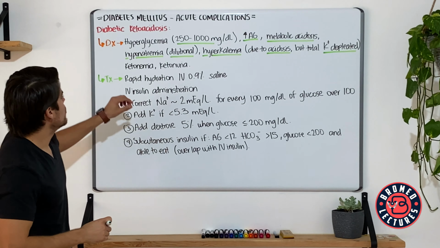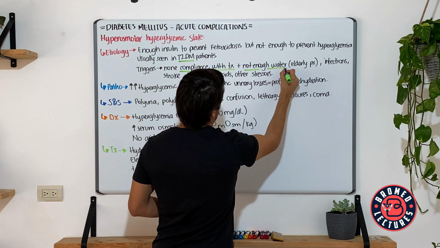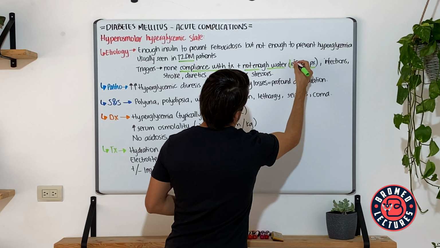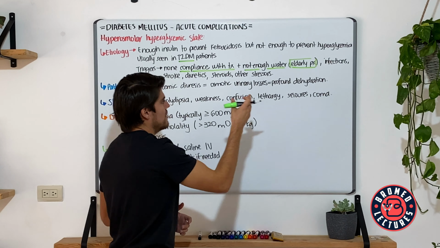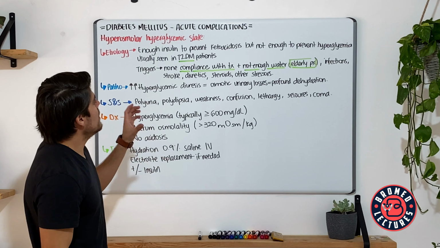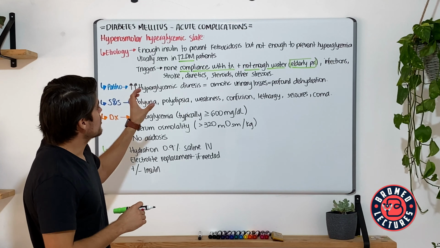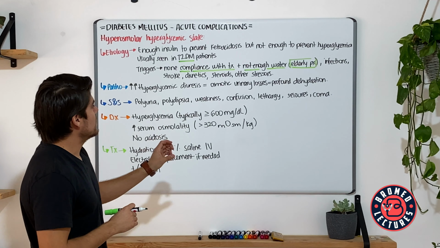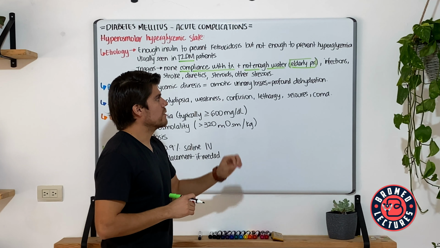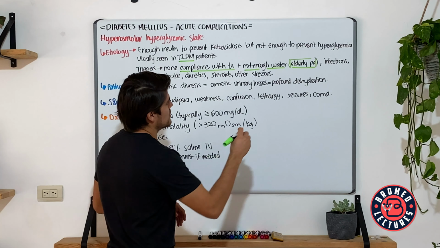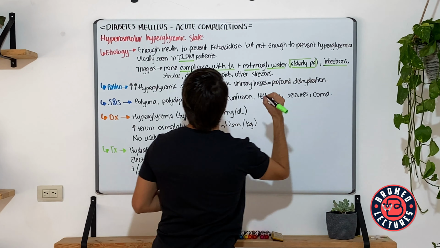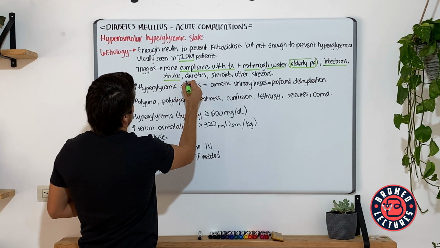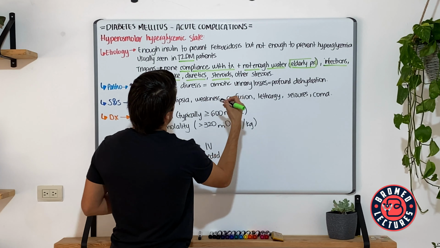So the triggers for these patients are usually non-compliance with treatment or changes in therapy, and also patients that don't have enough water. So elderly patients are the usually affected ones because in them you have this perfect combination. These are patients that are usually non-compliant with treatment and that cannot get enough water. So these are the most common patients for this presentation. Also patients that have infections, stroke, diuretics, steroids, and other stressors.